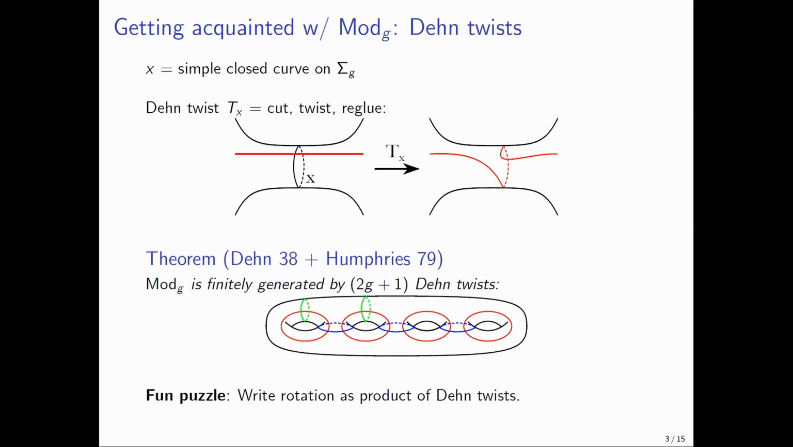And if someone handed you that word, you would have no way of recognizing that it was a finite order element. So just knowing the fact that it's generated by Dehn twists, that's a nice thing, but you should think of it as telling you what the typical element of the mapping class group is.